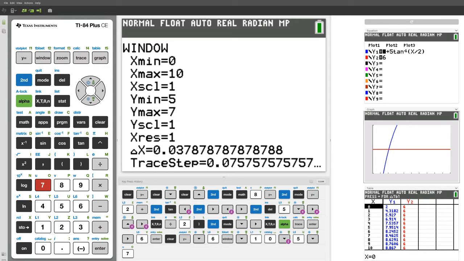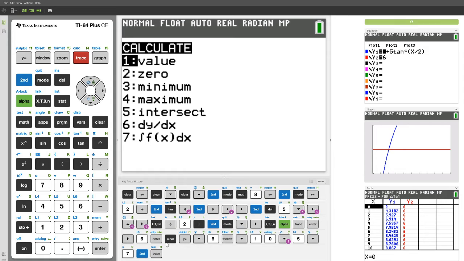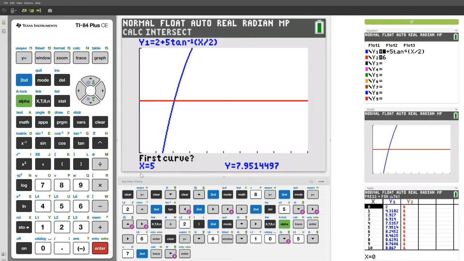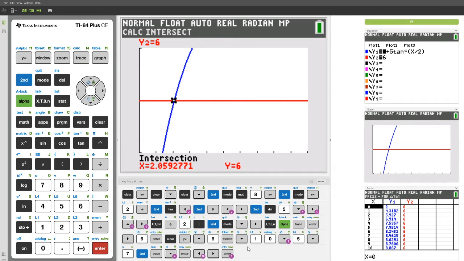So I can calculate the intersection of my points. It looks to be about 2 something. So we go to calculate. We're going to calculate the intersection. So number 5 down here. Piece of advice when you're calculating intersections, you want your cursor to be close to the points of intersection. So I move my cursor until I'm right on it. I hit enter. It'll move the other one right there. Hit enter. And then never guess. So 2.059. That is your x value.